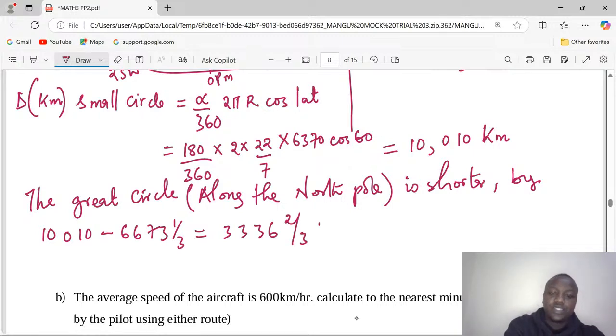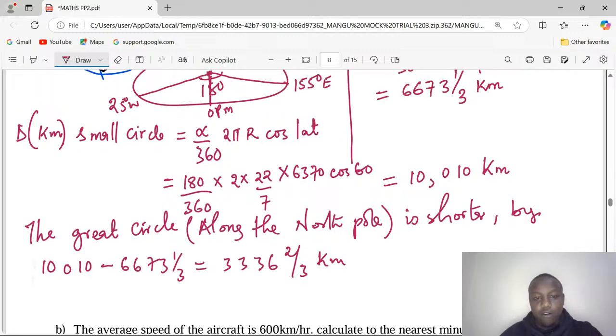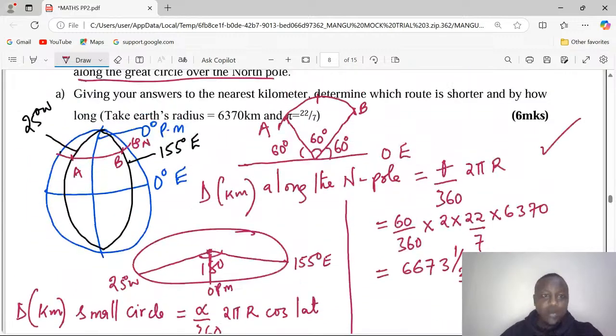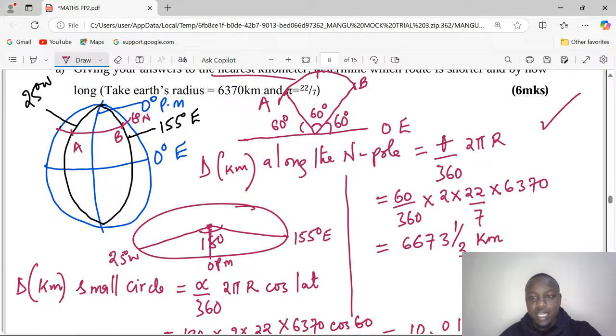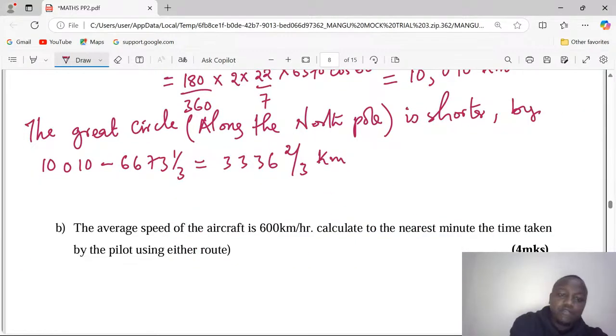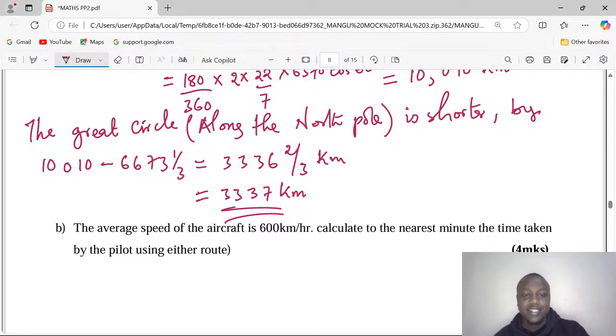Which means, again, for accuracy, we've been told to give your answer to the nearest kilometer. Therefore, we will not leave it as a fraction now. We have to say it is shorter by 37 kilometers, because 2/3 means 0.666. So we round it to the next kilometer, which is 37 kilometers.